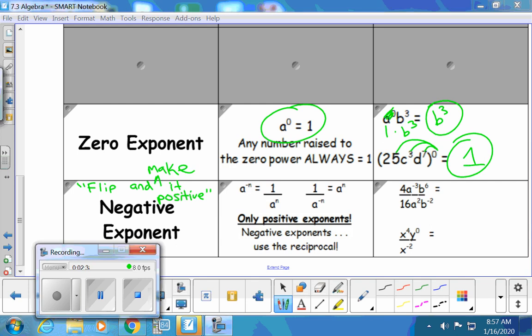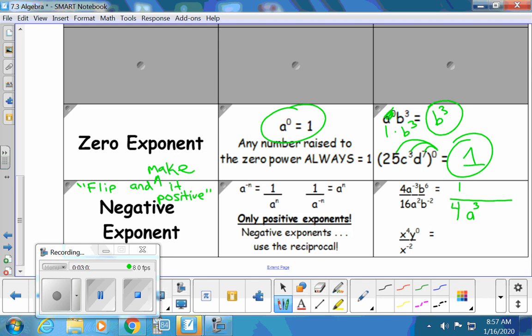All right, so let's look at this example problem. Hopefully I have enough space. I write really big. The 4 and the 16 are normal numbers. We're just going to reduce the fraction 4/16. Do you know what that would be? Very good, 1/4. This a to the negative 3, guess what I'm going to do? Flip and make it positive.